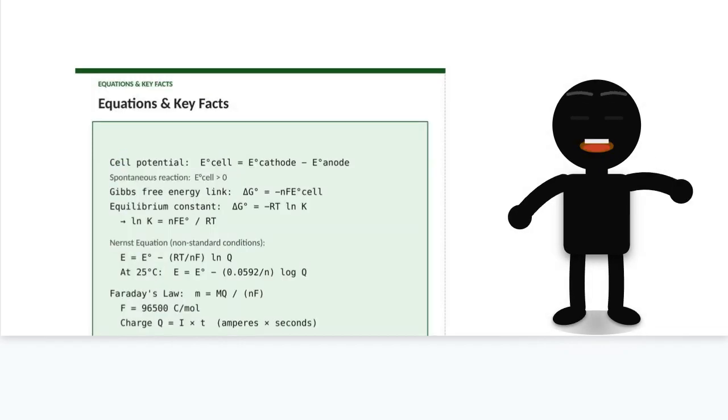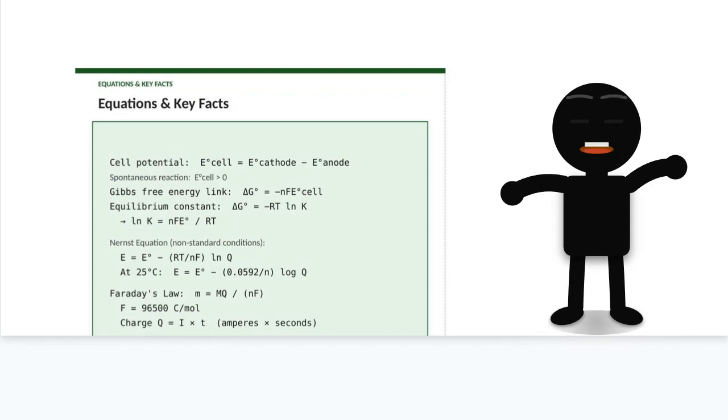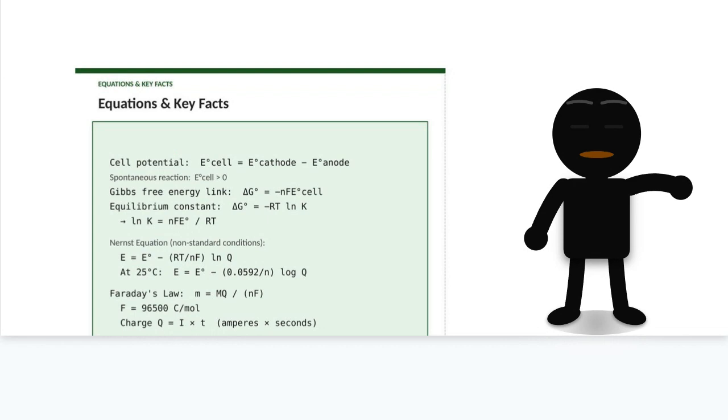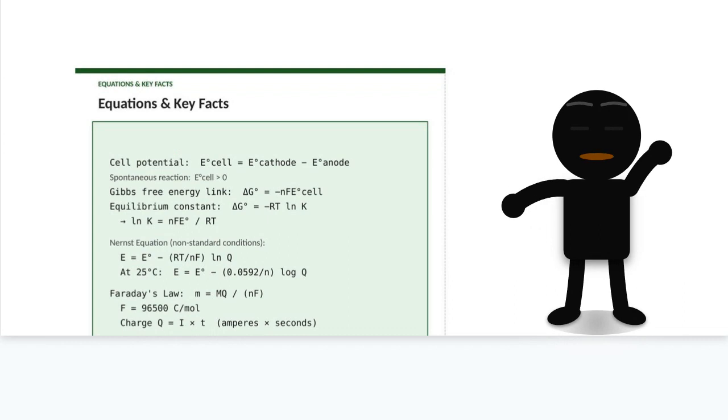The key relationships in electrochemistry all connect to each other beautifully. Cell potential equals E°cathode minus E°anode. A positive cell potential means a spontaneous reaction. Delta G equals -N times F times E° links electrochemistry to thermodynamics. When cell potential is positive, delta G is negative, confirming spontaneity.